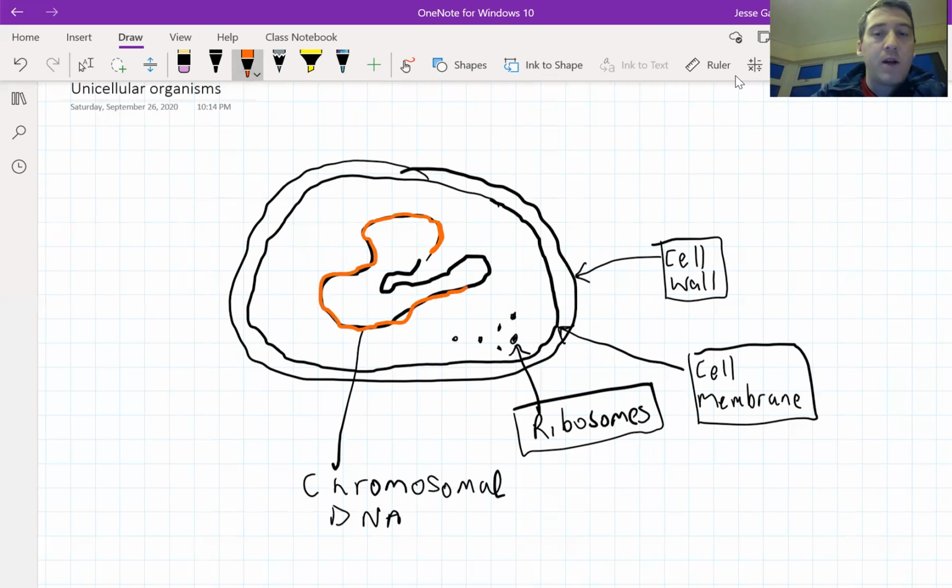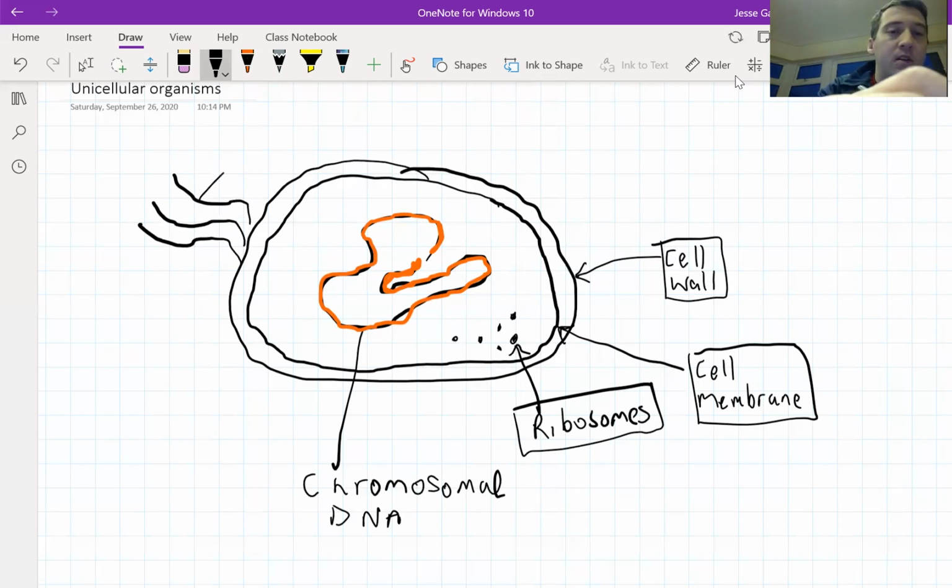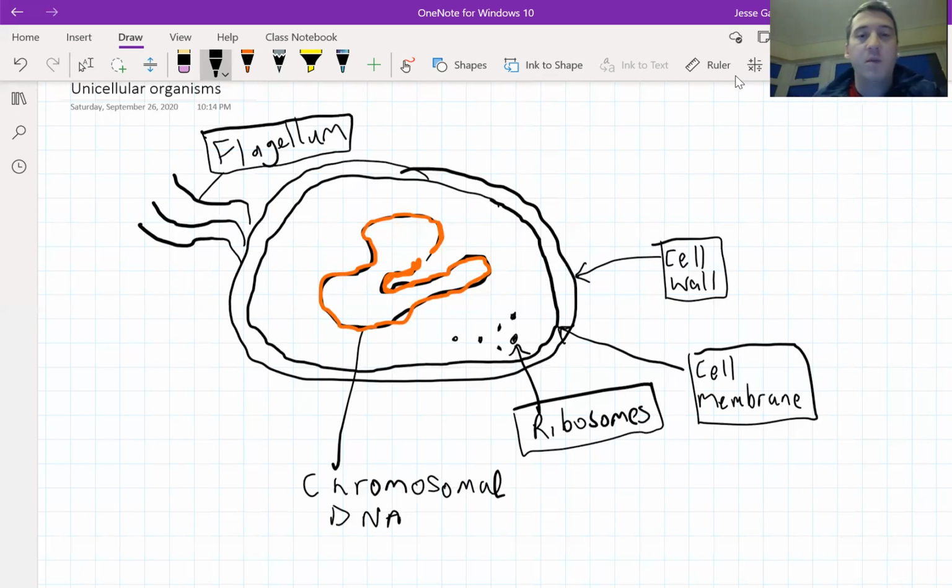Just to repeat, a bacterial cell does not have a nucleus. The chromosomal DNA controls the activities of the cell. What I am drawing here is a kind of tail-like structure, and it's called a flagellum. This is the flagellum. The flagellum helps the bacterial cell to move around. So the job of the flagellum is to provide movement for the cell.